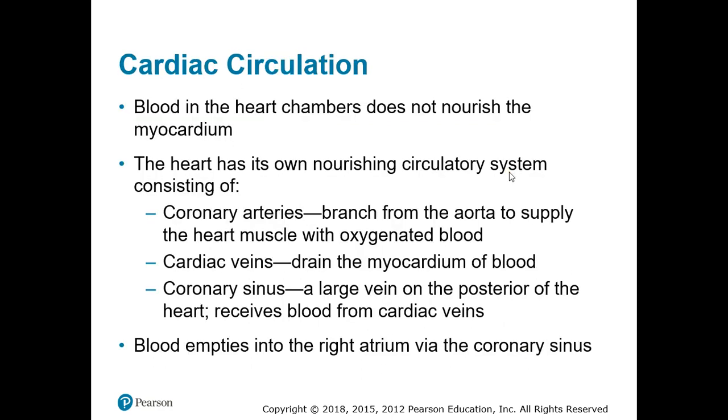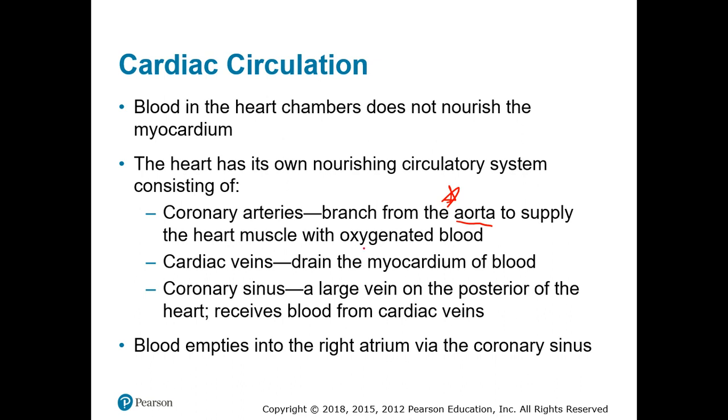The last thing we're going to talk about in this lesson is something called cardiac circulation, because we are talking about heart circulation. So one thing to note is that the blood that's in our heart chambers that nourishes the rest of our body doesn't actually nourish the myocardium or the heart muscle. The heart actually has its own circulatory system, and it consists of coronary arteries, cardiac veins, and coronary sinuses. So our coronary arteries, these are going to branch off of our aorta. That's important to know, and it supplies the heart muscle with a bunch of oxygenated blood.